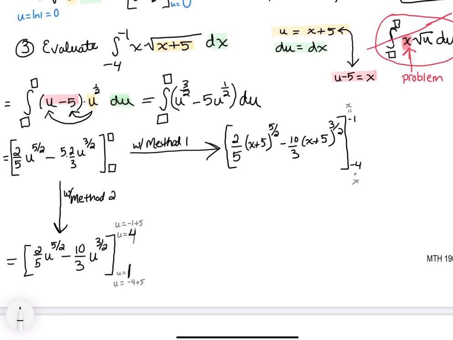And so if I look at it here, I end up with subbing in, I have my 2/5, and u to the 5/2 is like a square root to the 5th, so square root of 4 is 2. 2 to the 5th would be like a 32 there. And then minus 10/3, subbing in 4, square root of 4 is 2, 2 cubed is 8. So that's subbing in my upper limit of integration minus my lower limit of integration. That's going to be a lot easier, just 2/5 minus 10/3. All right, and then we can continue and get what that would be.